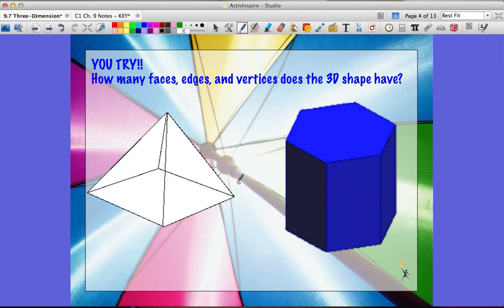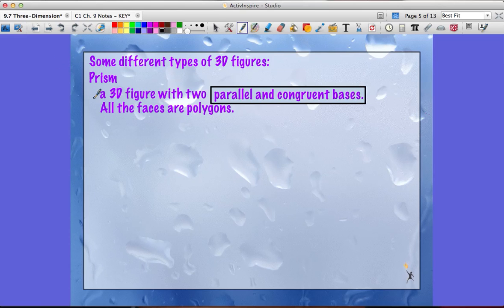And then we're going to go back right now and we're going to talk about prisms, pyramids, cones, cylinders, and spheres. First things first, a prism. A prism is a 3D figure with 2 parallel and congruent bases. All of the faces are polygons. This is in your vocabulary, so make sure you open that up.